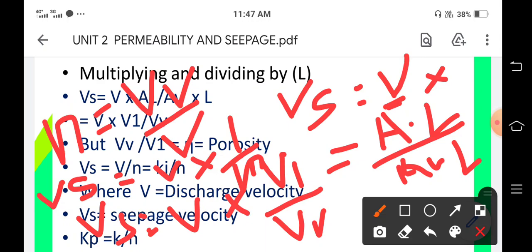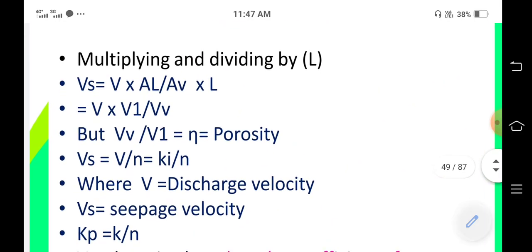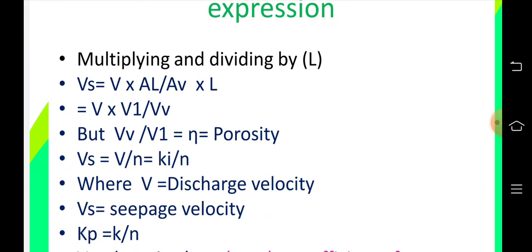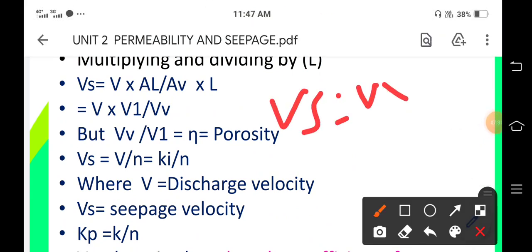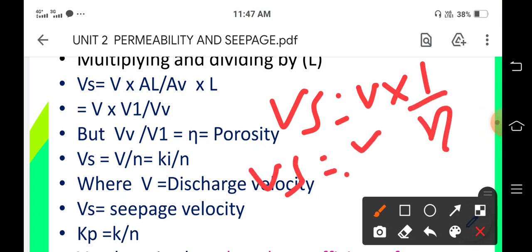So that is equal to 1 upon n, this 1 upon n equal to volume of voids to the total volume. Okay, total volume. So our formula will be Vs into n, that is Vs equal to V into 1 upon n, that is Vs equal to V by n.